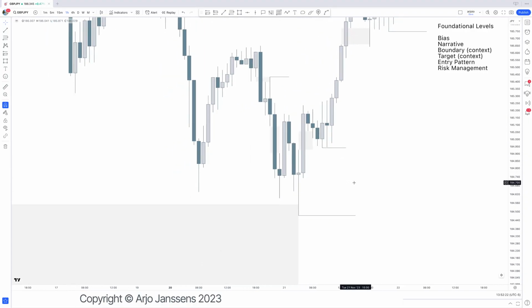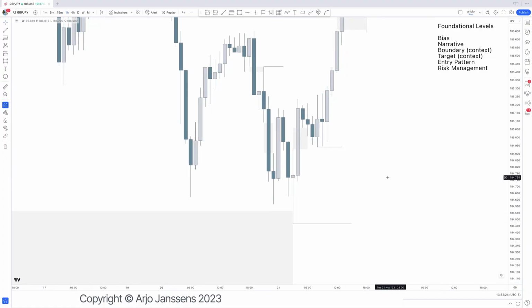And what can we see right now? Let's pay attention to the details. Because right here, we can see this 1 hour fair value gap is now not creating a new 1 hour fair value gap lower.